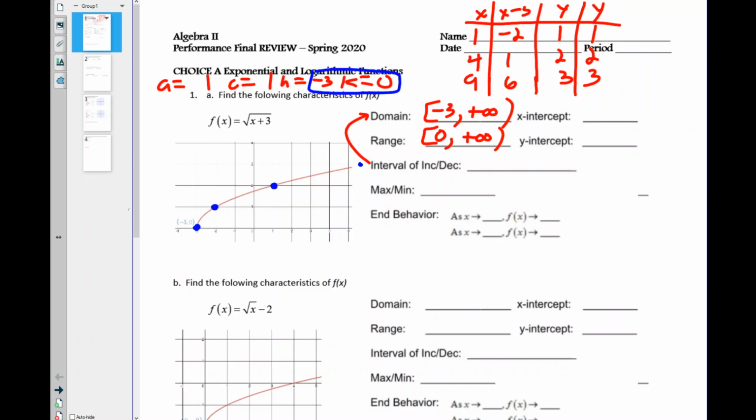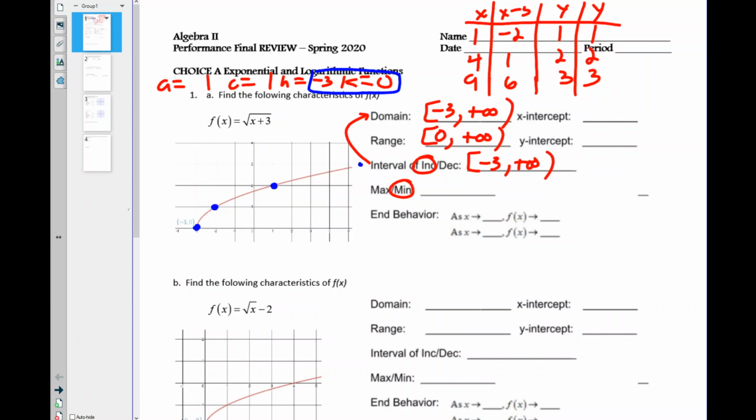So throughout this entire domain, it's going to be either doing one or the other. Is this increasing or decreasing? So this is increasing. If this were a roller coaster, it would be going up, and it's doing so throughout the entire domain. How about a max or min? Does this have a maximum value or a minimum value? It does not have a maximum because it goes up forever, but it does have a minimum.